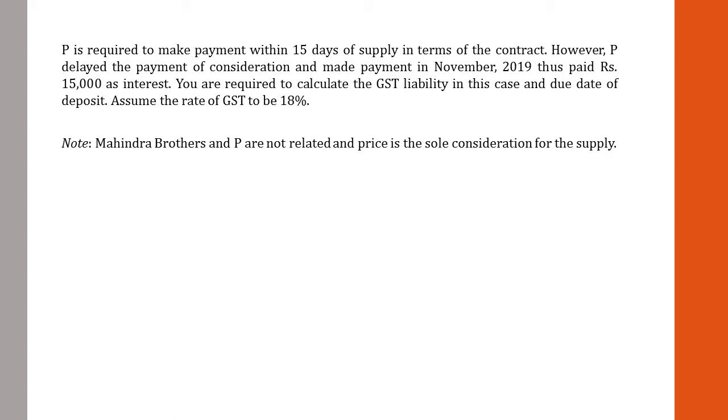However, P delayed the payment of consideration and made payment in November 2019, thus paying rupees 15,000 as interest. You are required to calculate GST liability in this case and the due date of deposit. Assume the rate of GST is 18%. Note they have given that Mahindra Brothers and P are not related and price is the sole consideration for the supply.